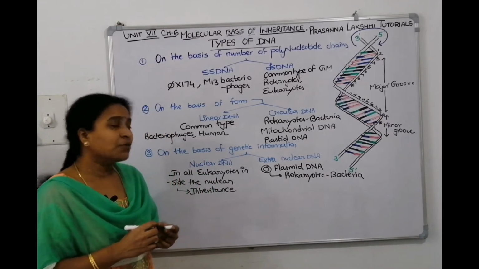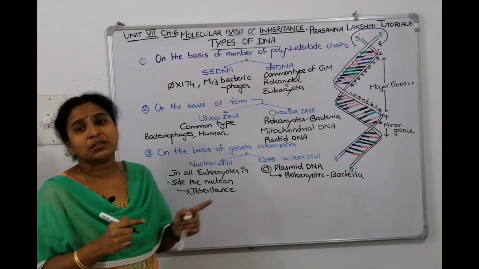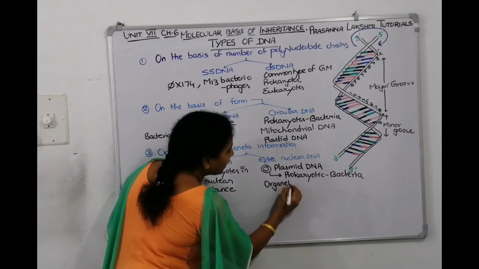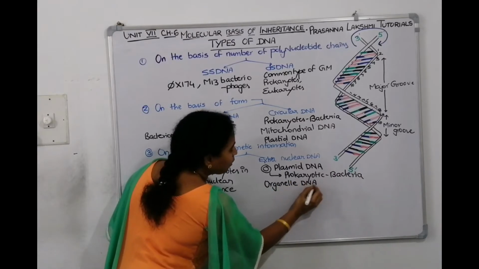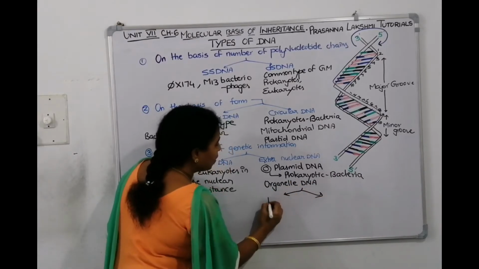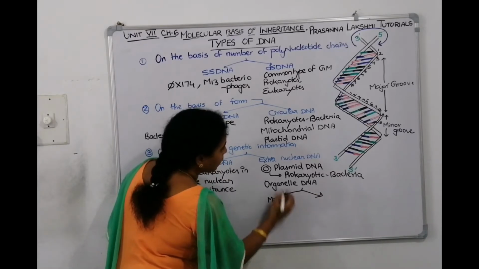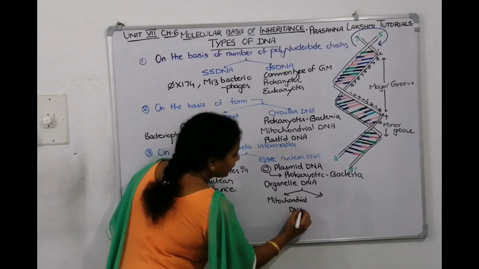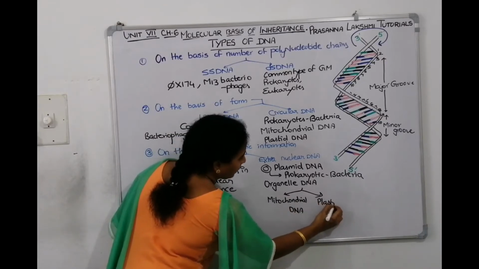Now, again, extranuclear means organelle DNA in eukaryotes also comes under extranuclear only. So, we are writing organelle DNA. Organelle DNA means what are the two organelles which have their own DNA? One is mitochondrial DNA and the other one is plastid DNA.